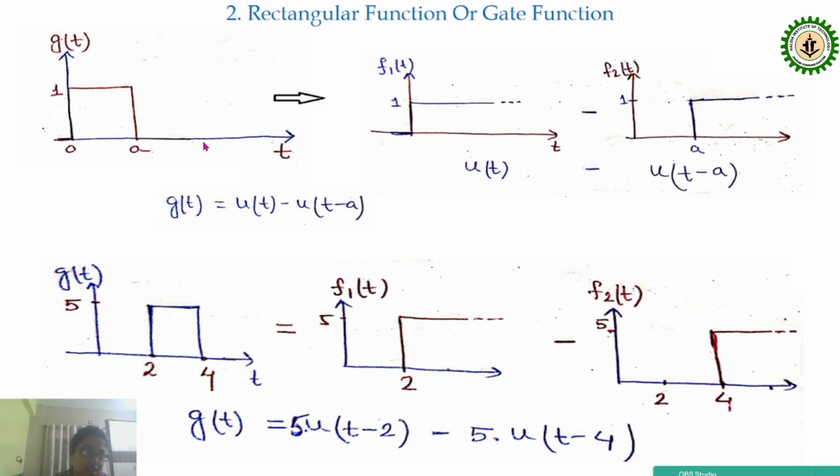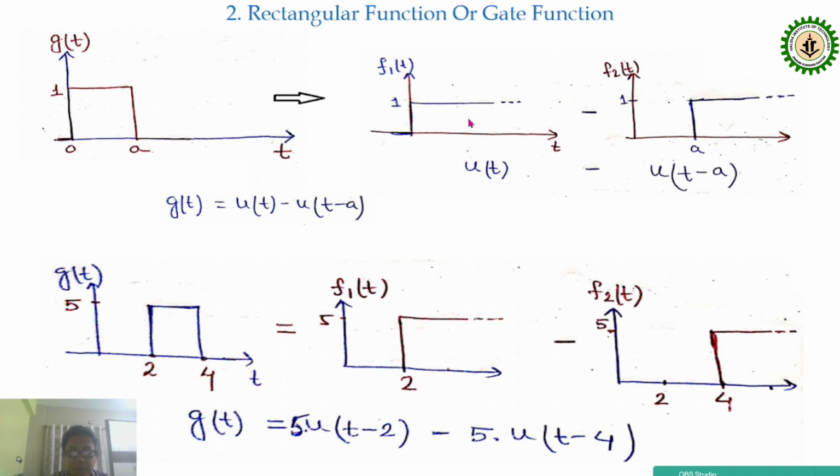After a, even if the clock function is connected to the AND gate, nothing will pass, because this value is 0. We know the AND gate result is the multiplication of the two inputs, a into b, as you already know. So from 0 to a the gate is open, after that the gate is closed. That is why the name gate function suggests it behaves as a gate.